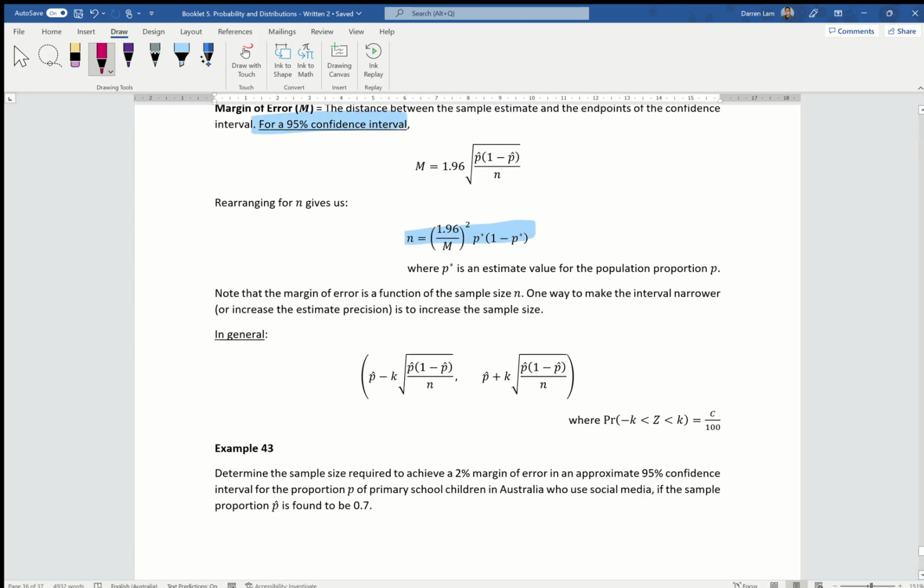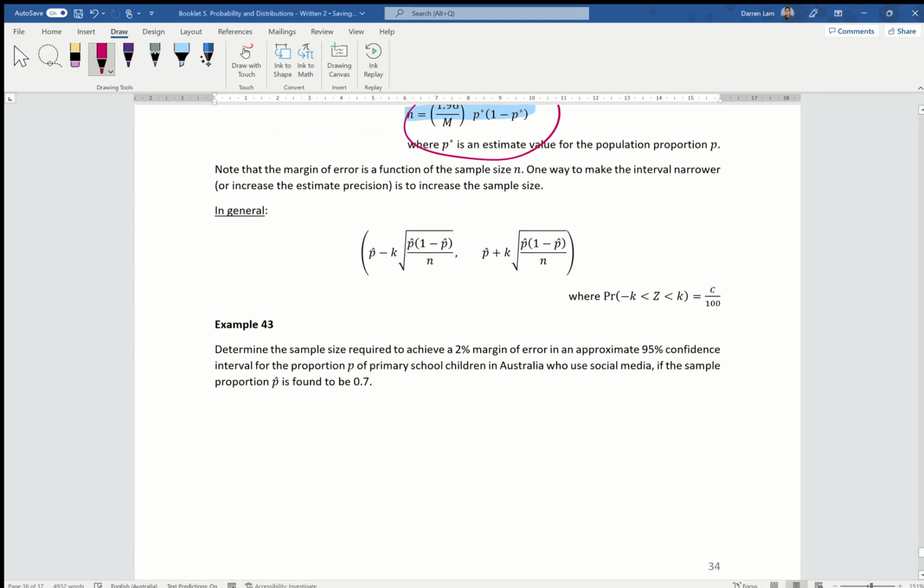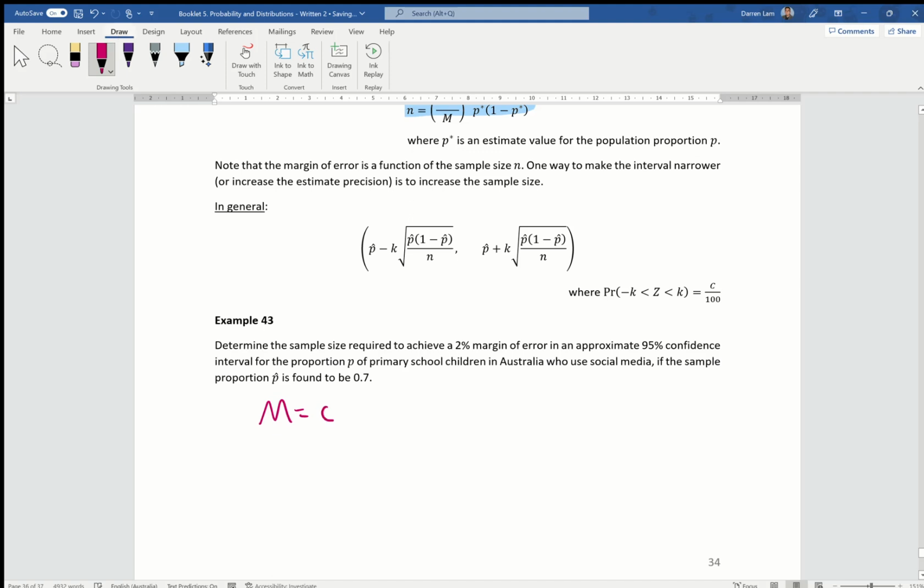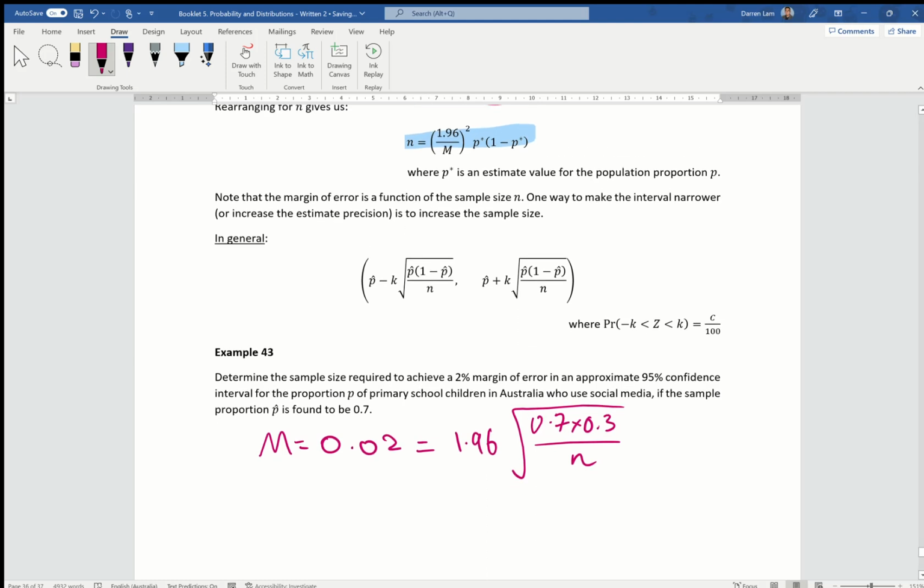Using the formula from above, the one right here, I know that we can say that m equals 0.02, which equals 1.96 multiplied by the square root of 0.7 multiplied by 0.3 divided by n, because we don't know what n is. If you would like, you're welcome to skip that rearranging step and solving step and jump straight into using this formula, which is just the rearranging of that margin of error formula to get our sample size.